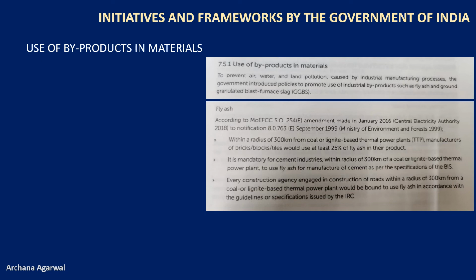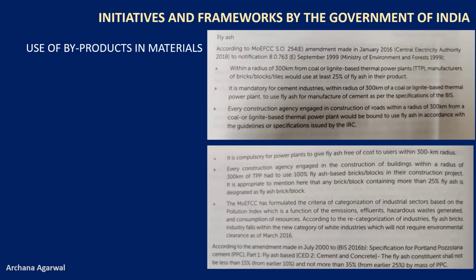It is mandatory for cement industries within a radius of 300 km of a thermal power plant to use fly ash for manufacture of cement as per the specifications of the BIS. Every construction agency engaged in construction of roads within a radius of 300 km from a coal or lignite-based thermal power plant would be bound to use fly ash in accordance with the guidelines or specifications issued by the IRC. It is compulsory for power plants to give fly ash free of cost to users within 300 km radius.